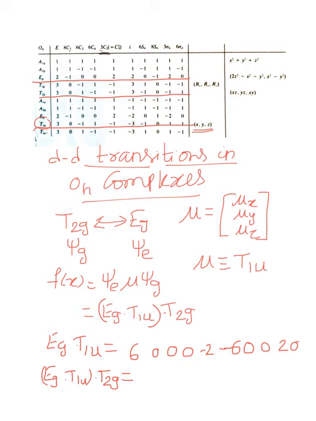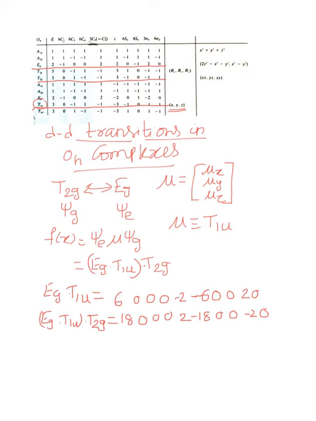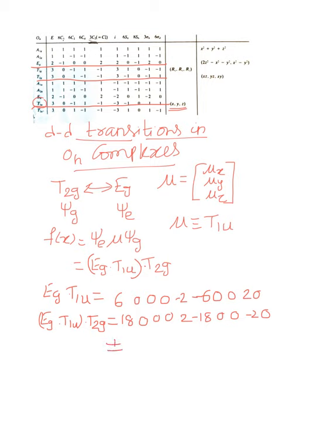So I multiply 3 into 6, 18. After that I get 0, 0, 0. And the fourth one I get minus 2, minus 1, 2. Then minus 6, 3, minus 18. Here I get 0, 0. And finally 2 into minus 1 is minus 2 and 0. So this is what we got, and clearly this is not equal to A1. So this transition from T2g to Eg or vice versa is forbidden.